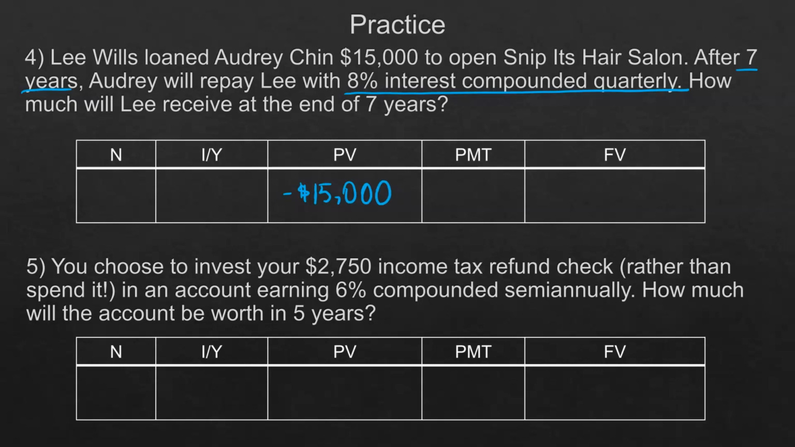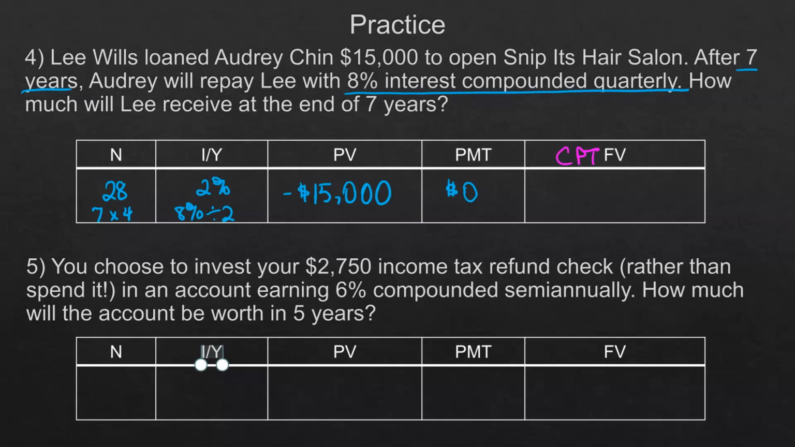She's paying him 2% interest per period. It's 8%, and it's quarterly, so we're dividing that by 4. So she's paying 2% interest every 3 months, every quarter. 7 years quarterly would be 28 periods total over that time. Our payment is, there is no payment, right? It's just a lump sum here. And then we're going to compute.